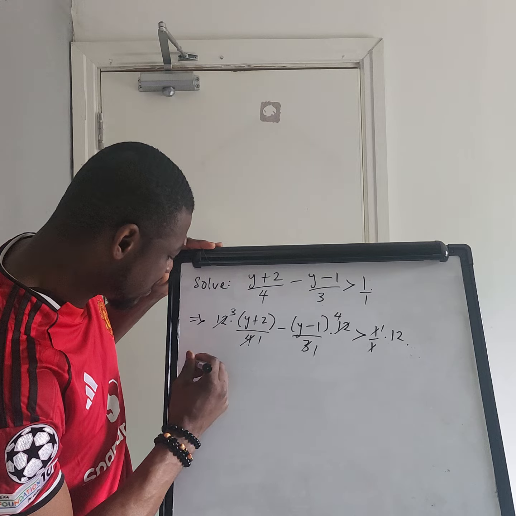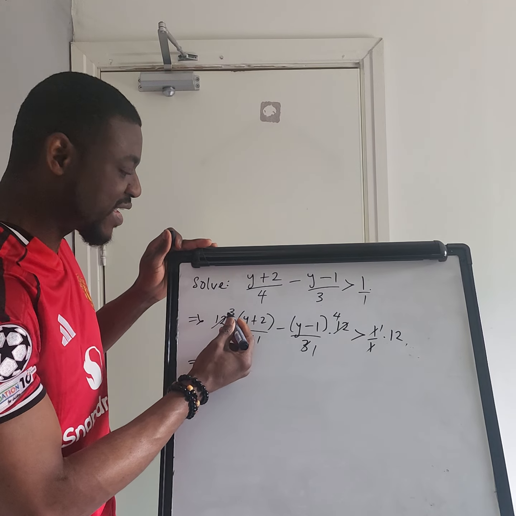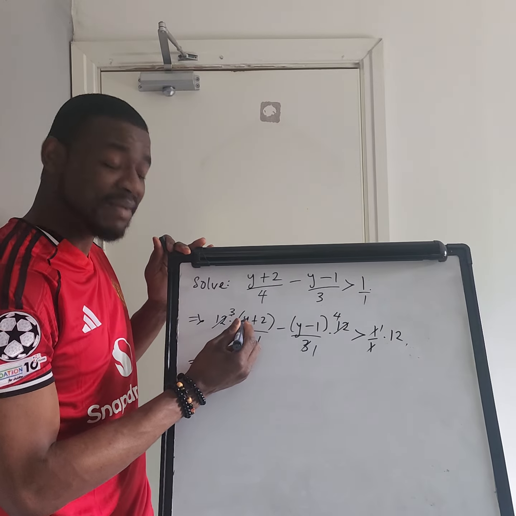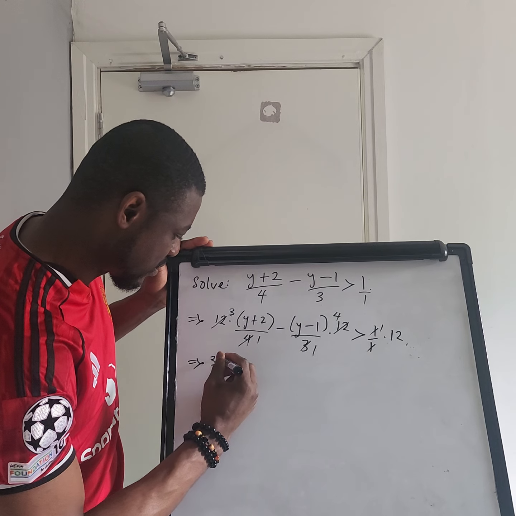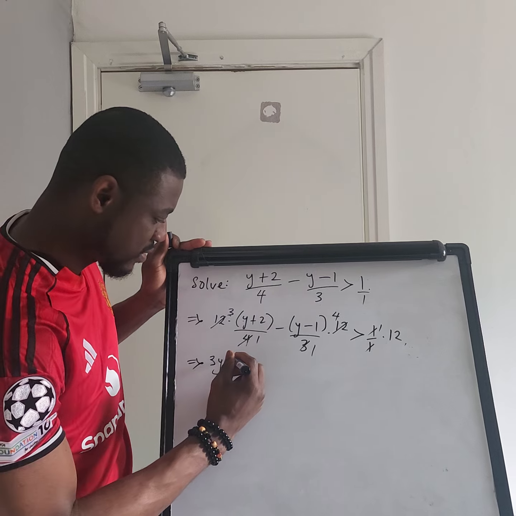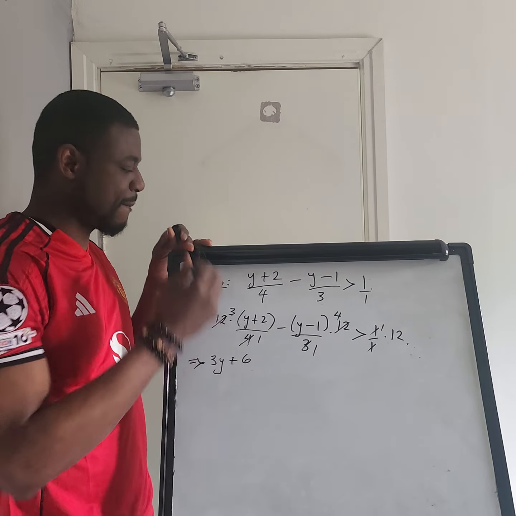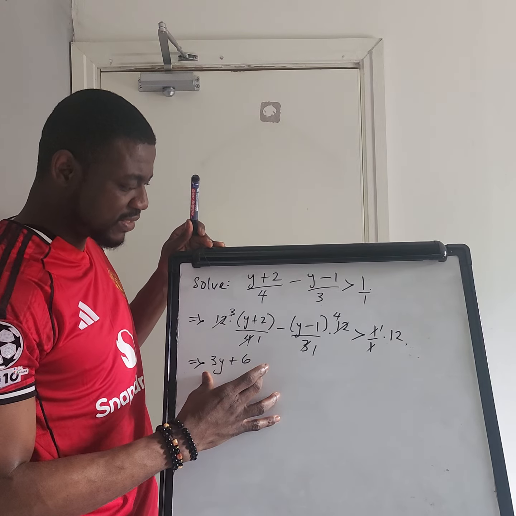Now, let us write it in a different way. We're going to have, remember there is 3 here now. So use this 3 to open the bracket. 3 times y, 3y, plus 3 times 2, 6. We are done with this bracket.